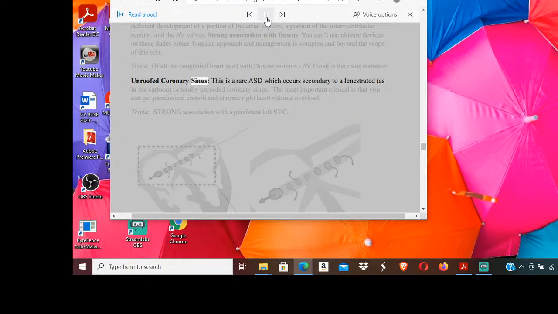Unroofed coronary sinus. This is a rare ASD which occurs secondary to a fenestrated, as in the cartoon, or totally unroofed coronary sinus. The most important clinical point is that you can get paradoxical emboli and chronic right heart volume overload. Trivia: strong association with a persistent left SVC.